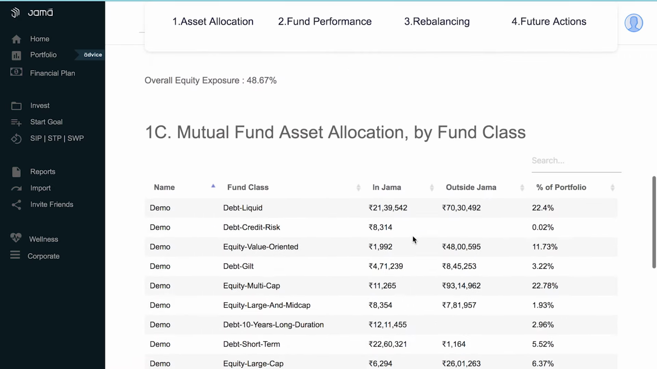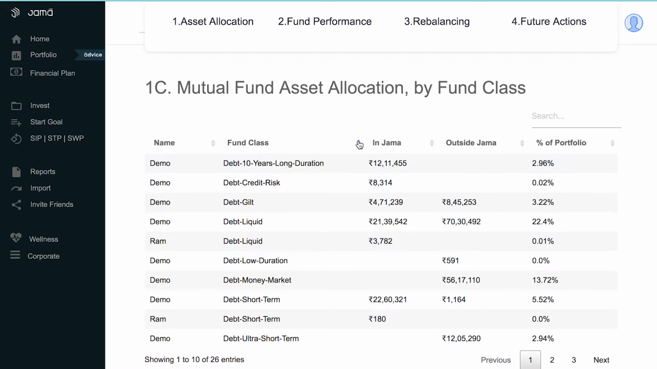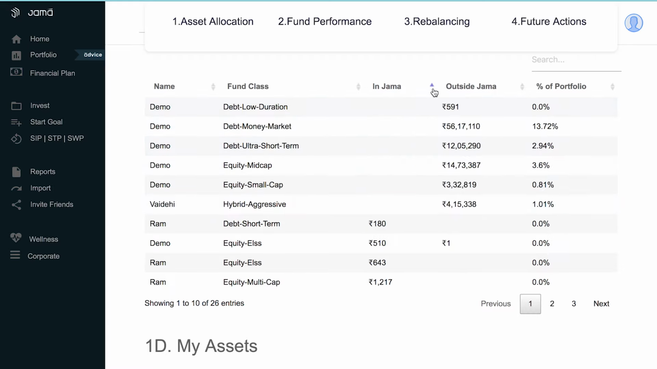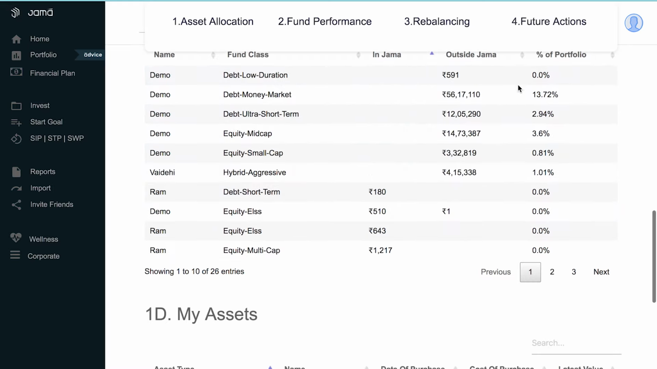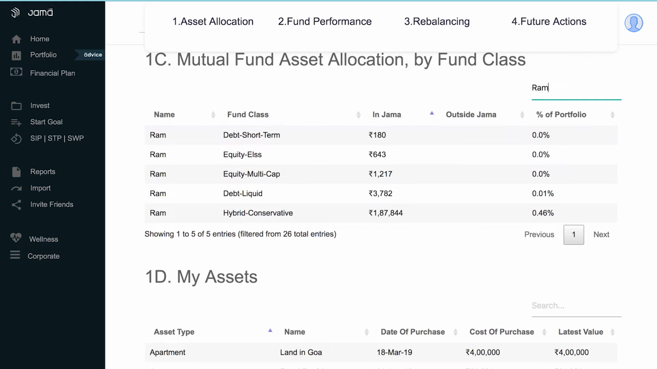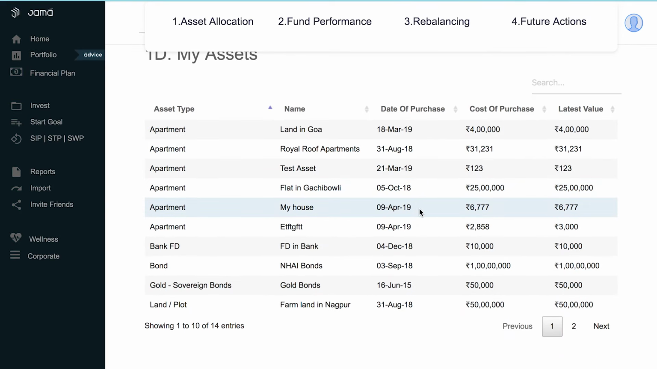We next go to the allocation by individual fund classes, and this is available to sort. One can see what are the various debt asset classes, how much is in Jama, how much is outside Jama, what percentage of portfolio. If you want to see a particular client's, particular investor's breakup, it's a free form search, so you can see how much is in what for this particular investor. Similarly, you can see for Ram again what's the breakup. So that's the asset allocation, and other assets are also available here to be tagged to be understood in terms of the overall asset allocation.